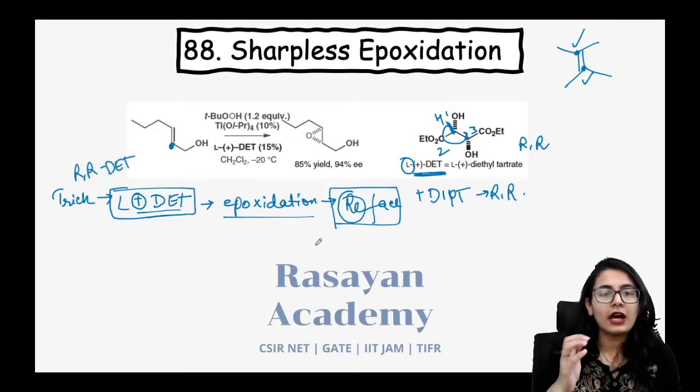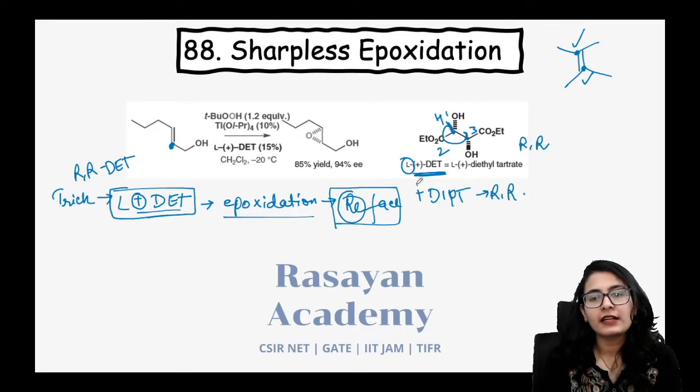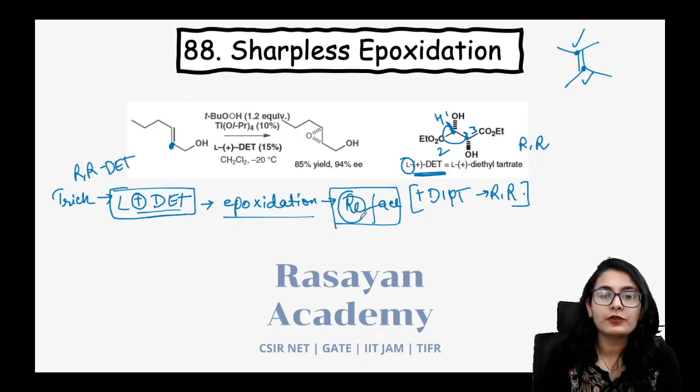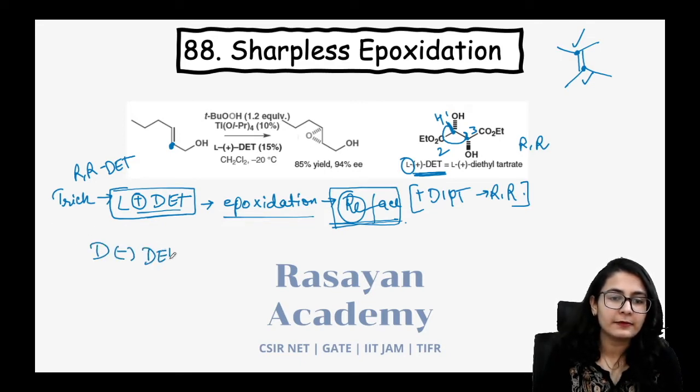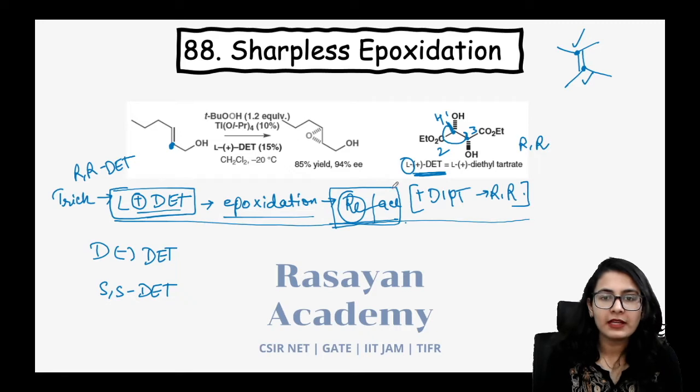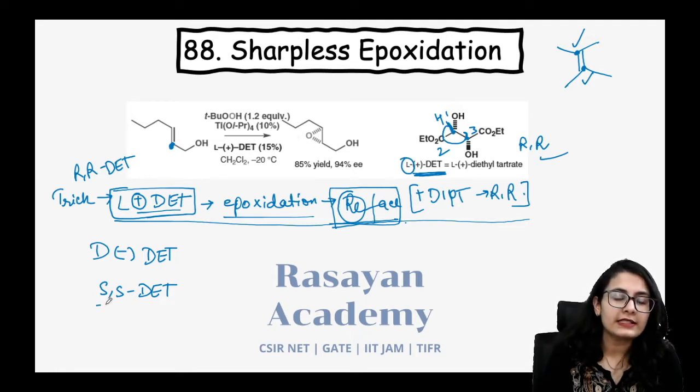Chalo. So the L-DET or plus DET or RRDET, or RRDIPT in that case, all of these are going to give you re-facial epoxidation, and the D or the minus DET or SSDET, all of these are the same molecule. So this set of molecules is the same, as you have seen over here. So if you're just taking the minus form, that will be SS. So SSDET is going to give you the epoxidation on the psi phase.